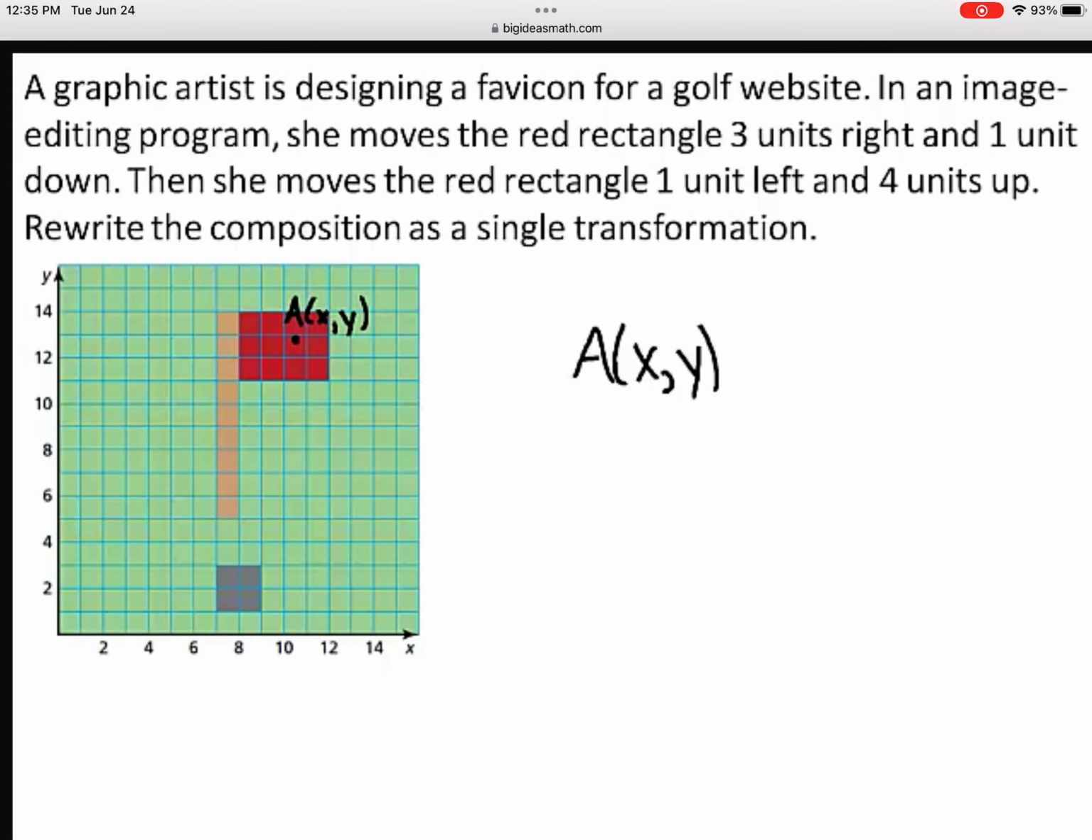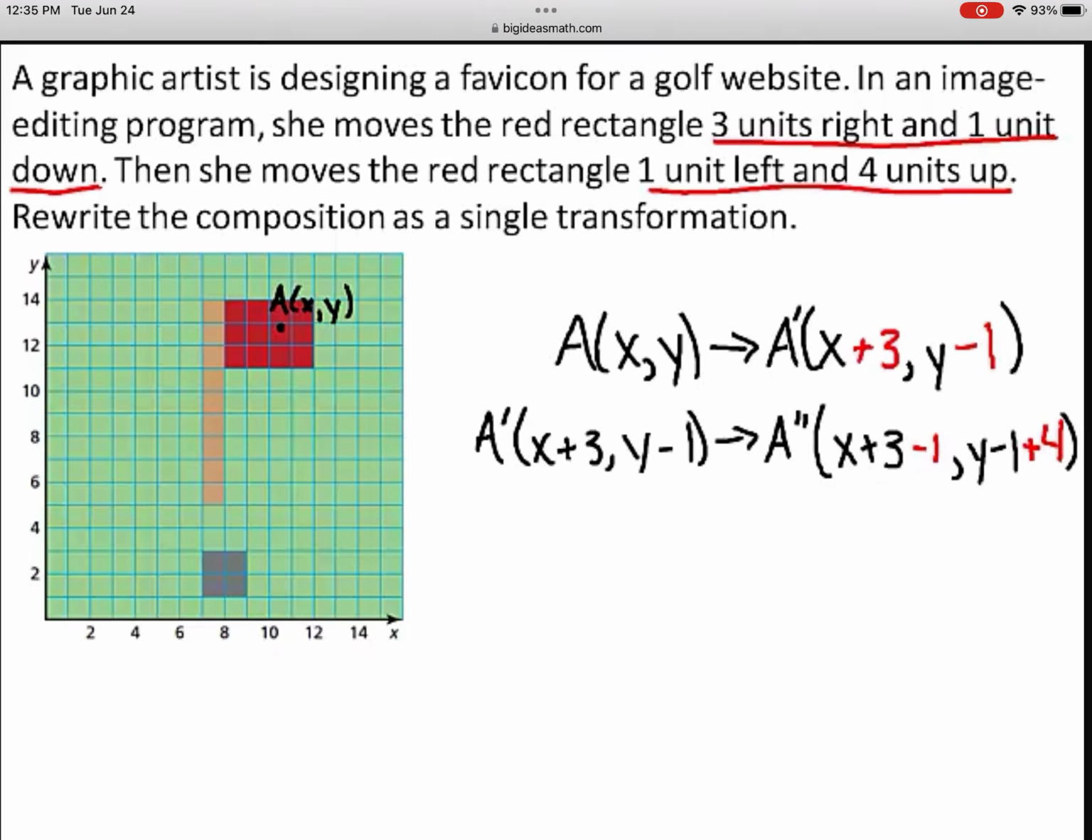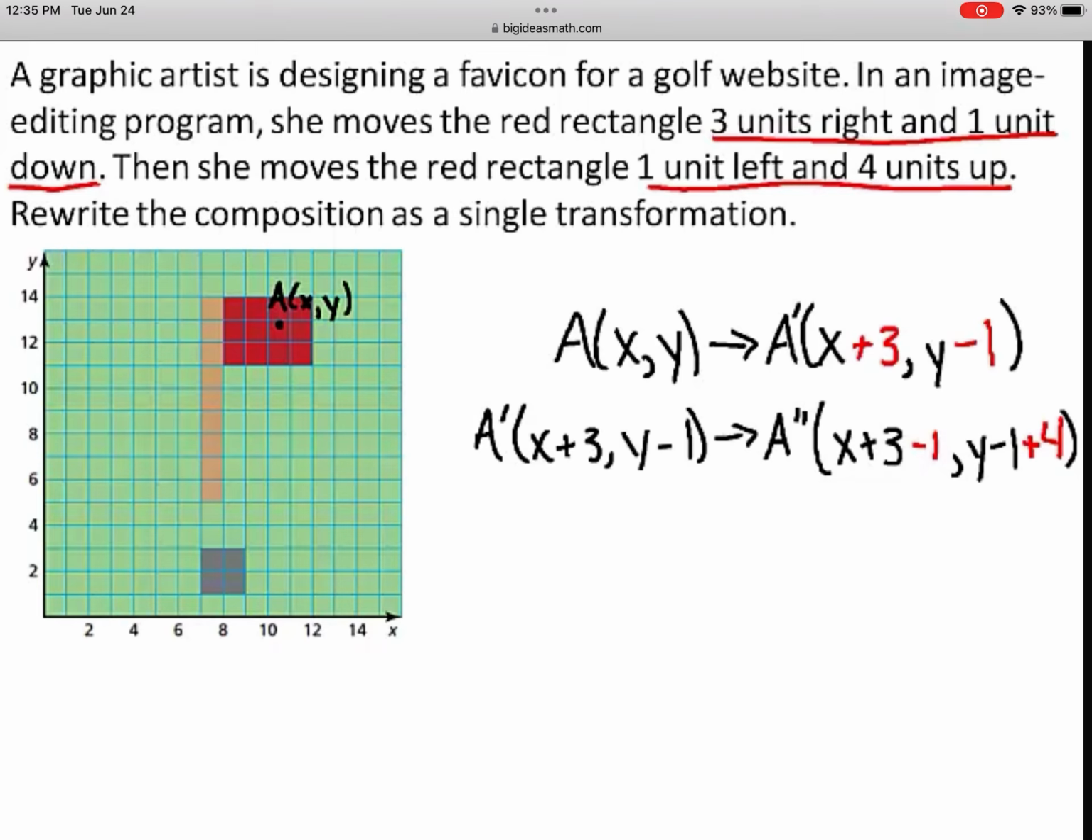First, the graphic artist moves A 3 units right and 1 unit down. To find the coordinates of its image, add 3 to the x-coordinate and subtract 1 from the y-coordinate. So A(x, y) maps to A'(x + 3, y - 1). Then the graphic artist moves A' 1 unit left and 4 units up. To find the coordinates of its image, subtract 1 from the x-coordinate and add 4 to the y-coordinate. x + 3 - 1 simplifies to x + 2, and y - 1 + 4 simplifies to y + 3. So A'(x + 3, y - 1) maps to A''(x + 2, y + 3).